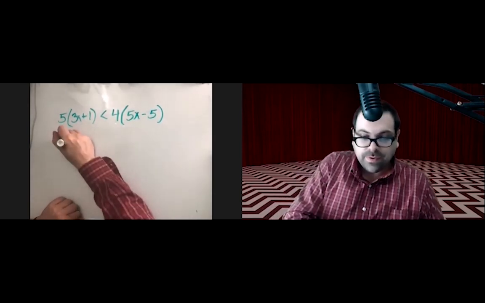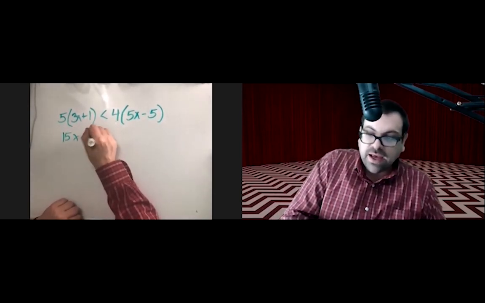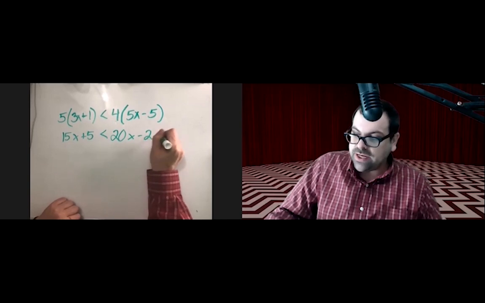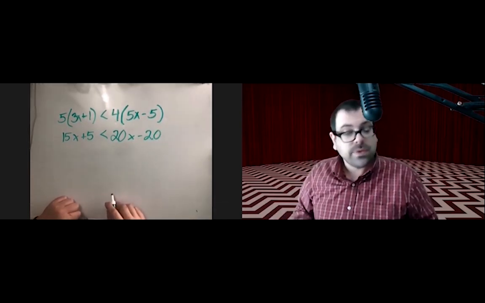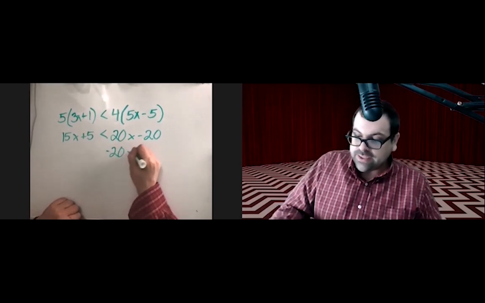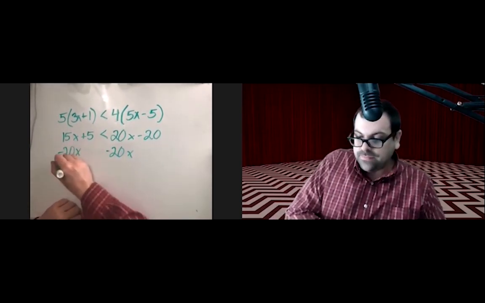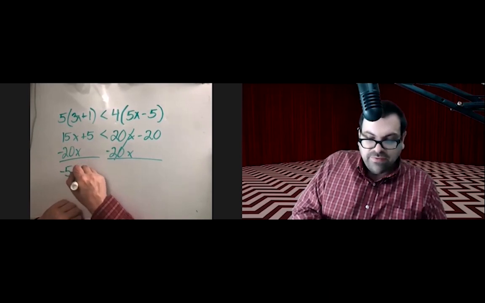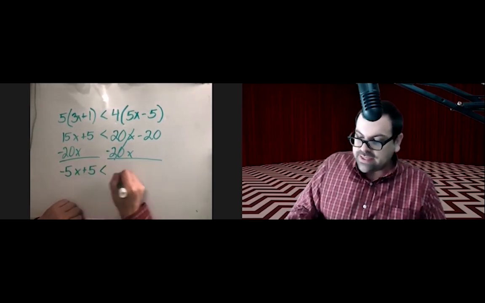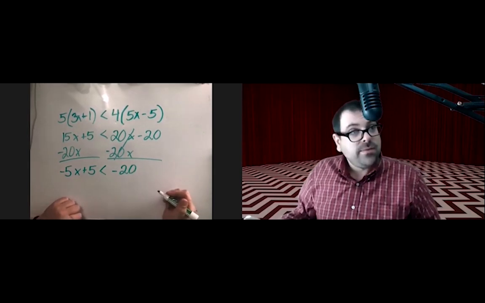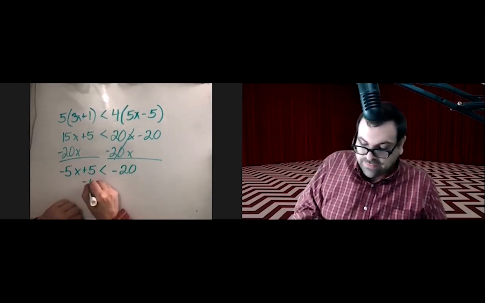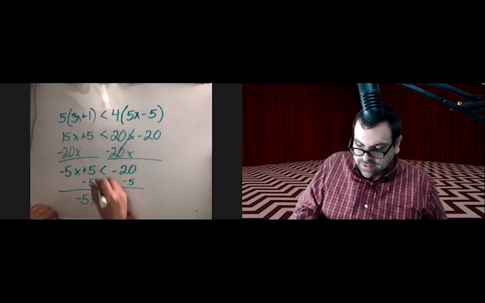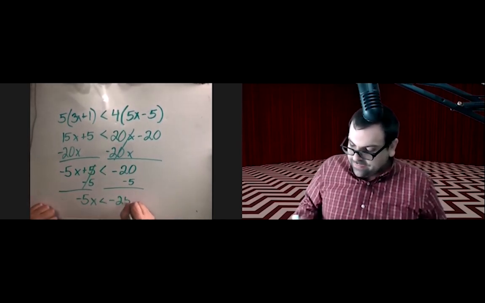Distribute. 15x plus 5 is less than 20x minus 20. Going to subtract 20x from both sides. That leaves me with negative 5x plus 5 is less than negative 20. I'm going to subtract 5 from both sides. Negative 5x is less than negative 25.